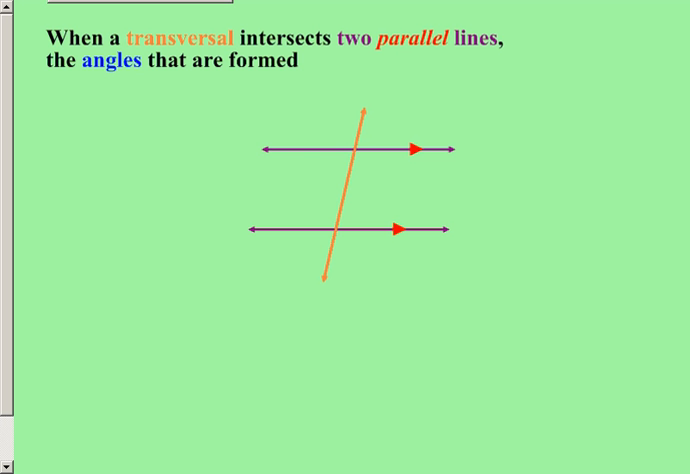Now, when a transversal intersects two parallel lines, the angles that are formed, and as we saw yesterday, there are 8 of them around these two intersections. And today we are focusing on the various properties that are going to arise involving these 8 angles simply because those lines are parallel.